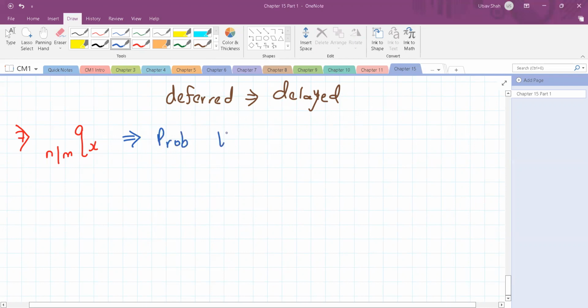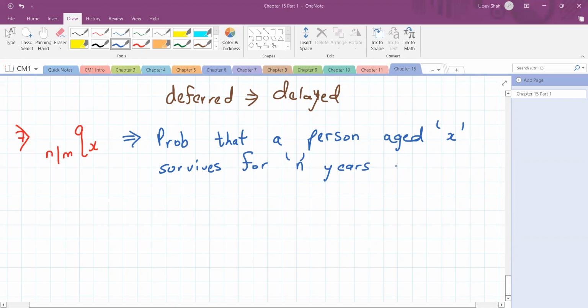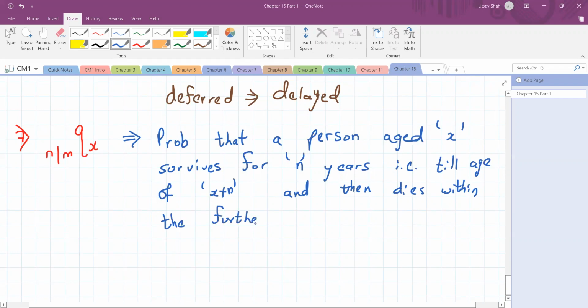This is the probability that a person aged x, so this is always the age of the person, x side, so that always remains the same, that a person aged x survives for n years, that is till age of x plus n, and then dies within the further m years, that is between ages x plus n and x plus n plus m.